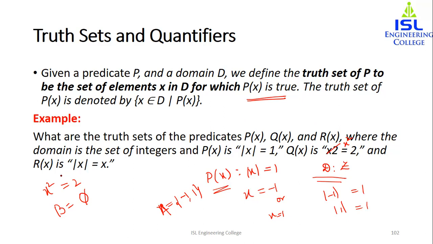What about the third one? The third one is mod x is equal to x. Now in this case, mod x will be equal to x if and only if our x is greater than or equal to 0. So this is the set of non-negative integers.